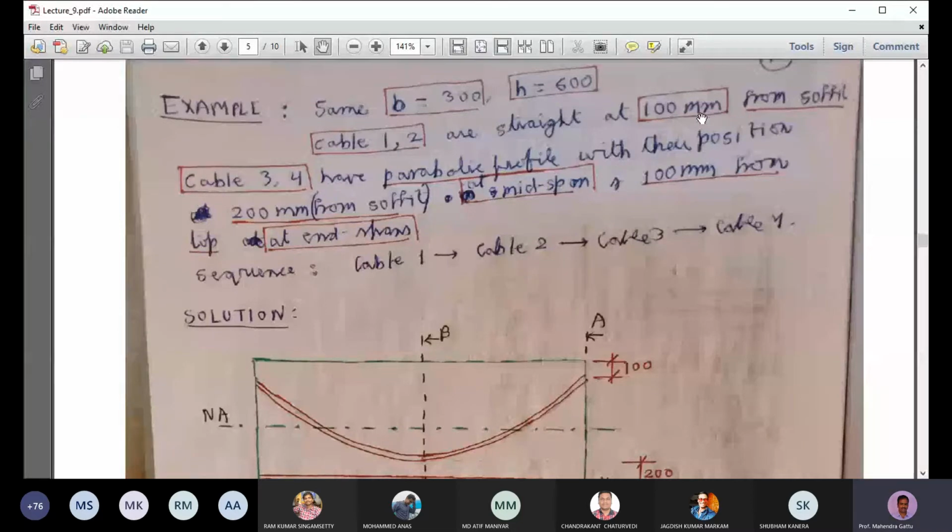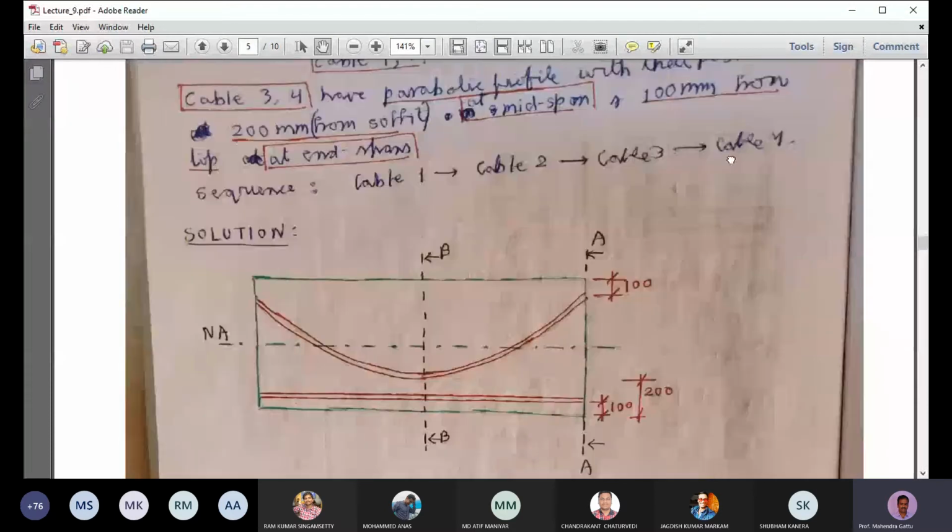Cable 3 and cable 4 have a parabolic profile. Their positions are like this: at the center, it is 200 millimeters from the bottom, and at the ends, it is 100 millimeters from the top. And the sequencing of post tensioning is cable 1 followed by cable 2, cable 3, and cable 4.